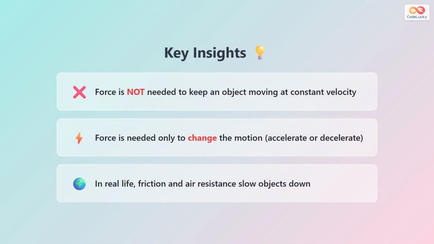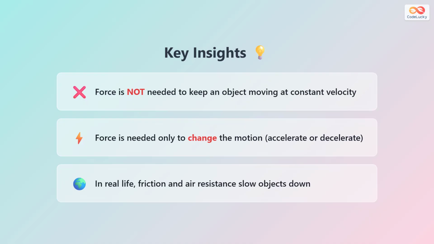There are some important insights to understand about Newton's first law. First, force is not needed to keep an object moving at constant velocity. This is a common misconception. Once an object is moving, it will continue moving at the same speed and direction without any force as long as nothing interferes. Force is needed only to change the motion, which means to accelerate or decelerate the object.